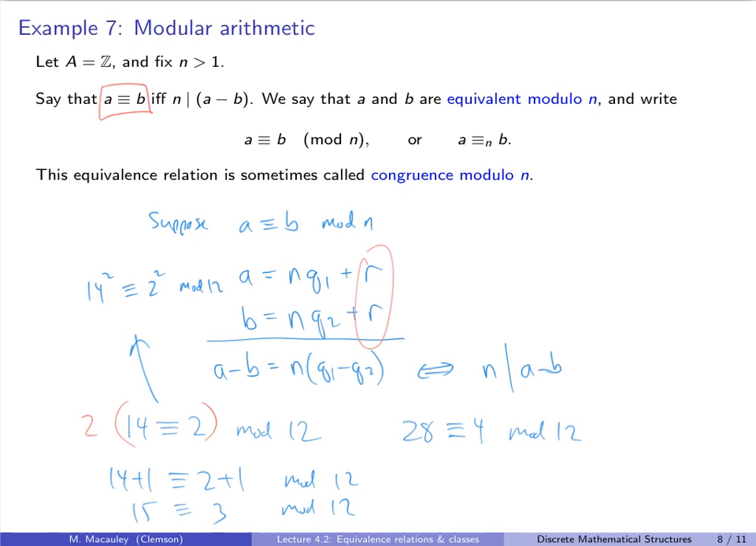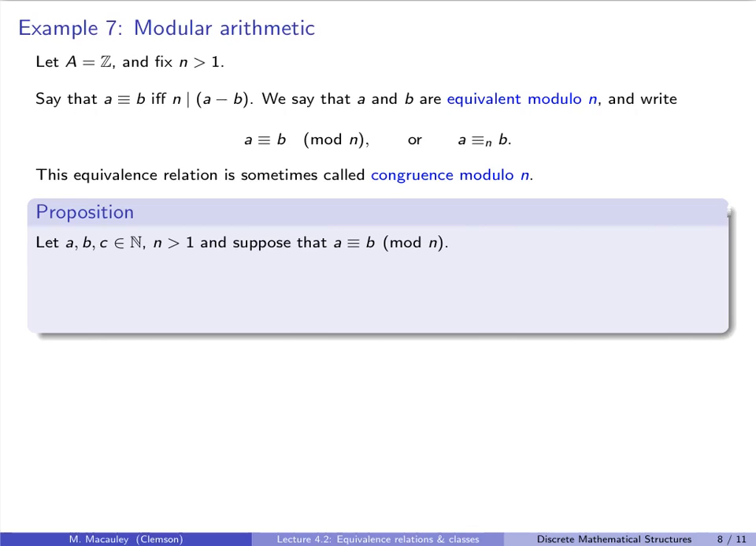Okay, let's formalize this. Let a, b, and c be natural numbers and n a fixed integer greater than 1, and suppose that a is equivalent to b mod n. Then we can add c to both sides and equivalence is preserved. So a plus c is equivalent to b plus c mod n. Once again, as an analogy, think back to clock arithmetic mod 12. We can also multiply both sides by c. a times c is equivalent to b times c mod n.